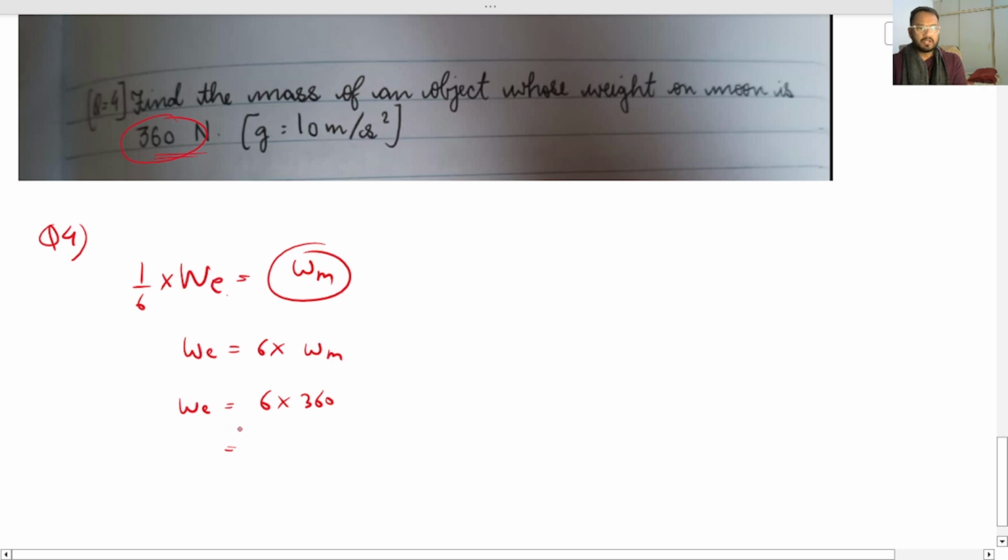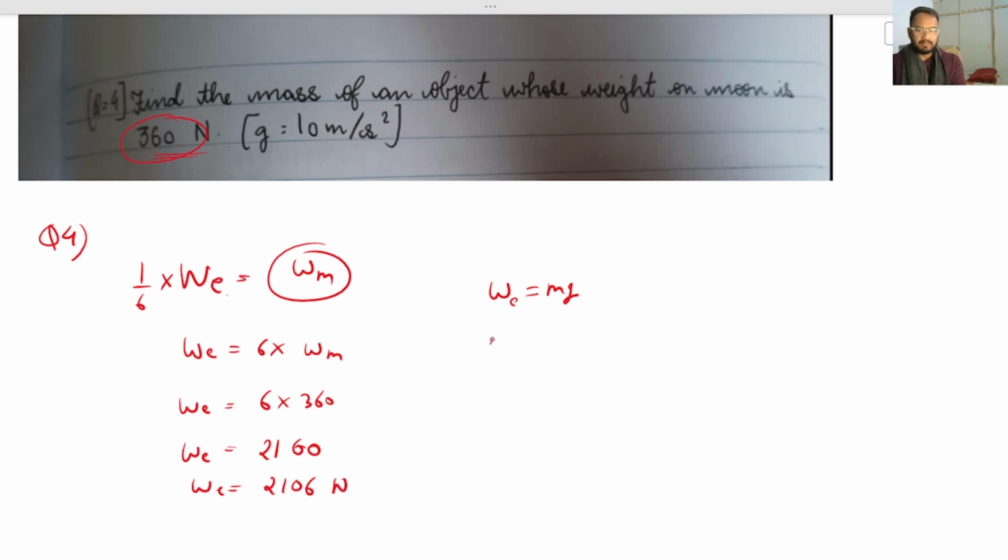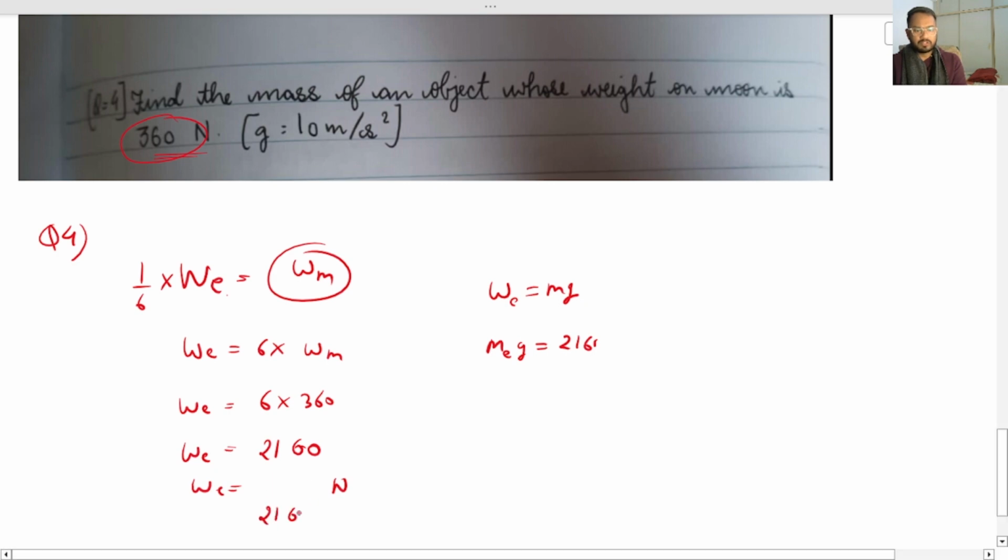So 6 into 360: 6 times 0 is 0, 6 times 6 is 36, 3 carry, 6 times 3 is 18, 21. So WE is equal to 2160 Newton, right? Now we know the formula W equals mg, right? So instead of WE, I will write mass on earth into g is equal to 2160. Sorry, I wrote it wrong earlier. It should be 2160 Newton, that is WE in Newton, right? So it should be 2160.